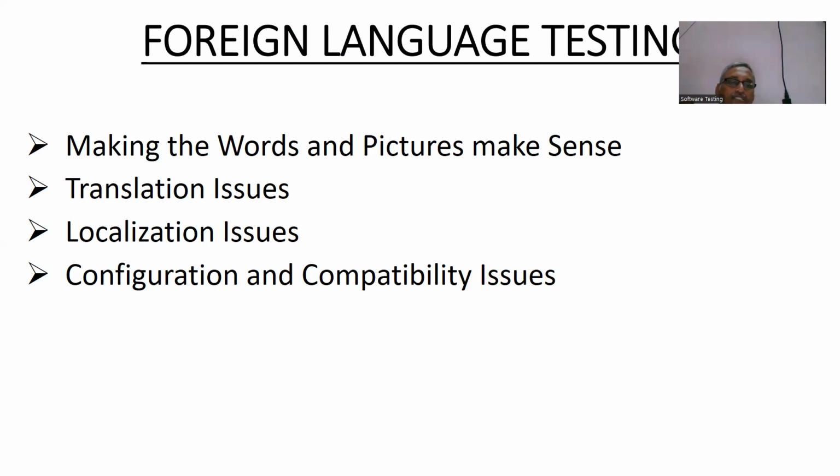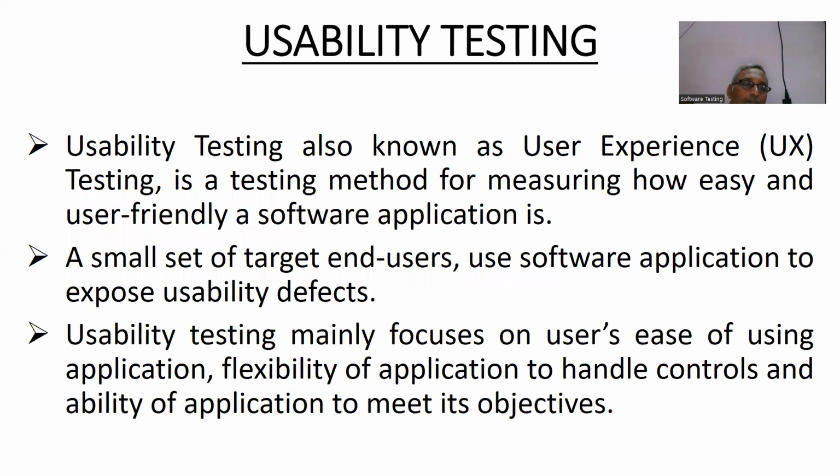Third one, localizations. The localizations like content format, data format. Next, confusion and control issues like foreign platform configurations and data compatibility. Next thing, making the words and pictures make sense for the user who is not comfortable with the language the software is developed in, and the translation is not clear. Pictures given in the catalog should be explanatory.